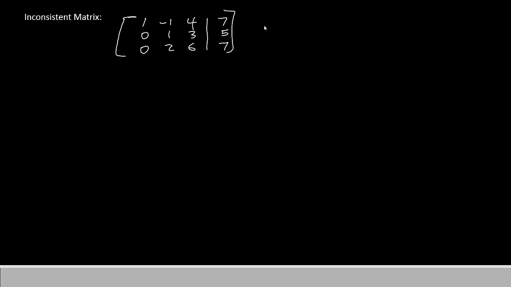Alright, here's the matrix we have for the first problem. 1, negative 1, 4, 7, 0, 1, 3, 5, 0, 2, 6, 7. Looks just like an ordinary matrix. Now we cannot see yet that this is an inconsistent matrix. Right now it just looks like an ordinary matrix, and the reason why is because it's not in row echelon form yet. So what we have to do first is take it into row echelon form.